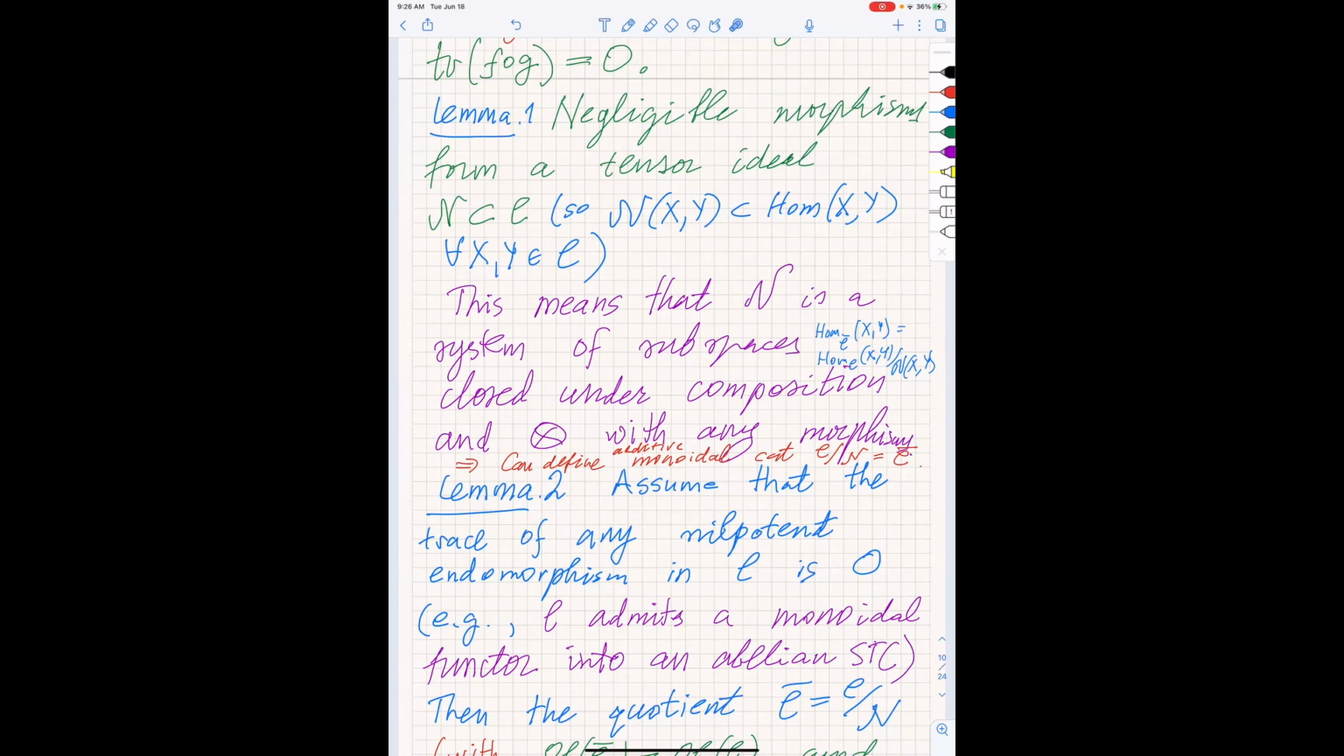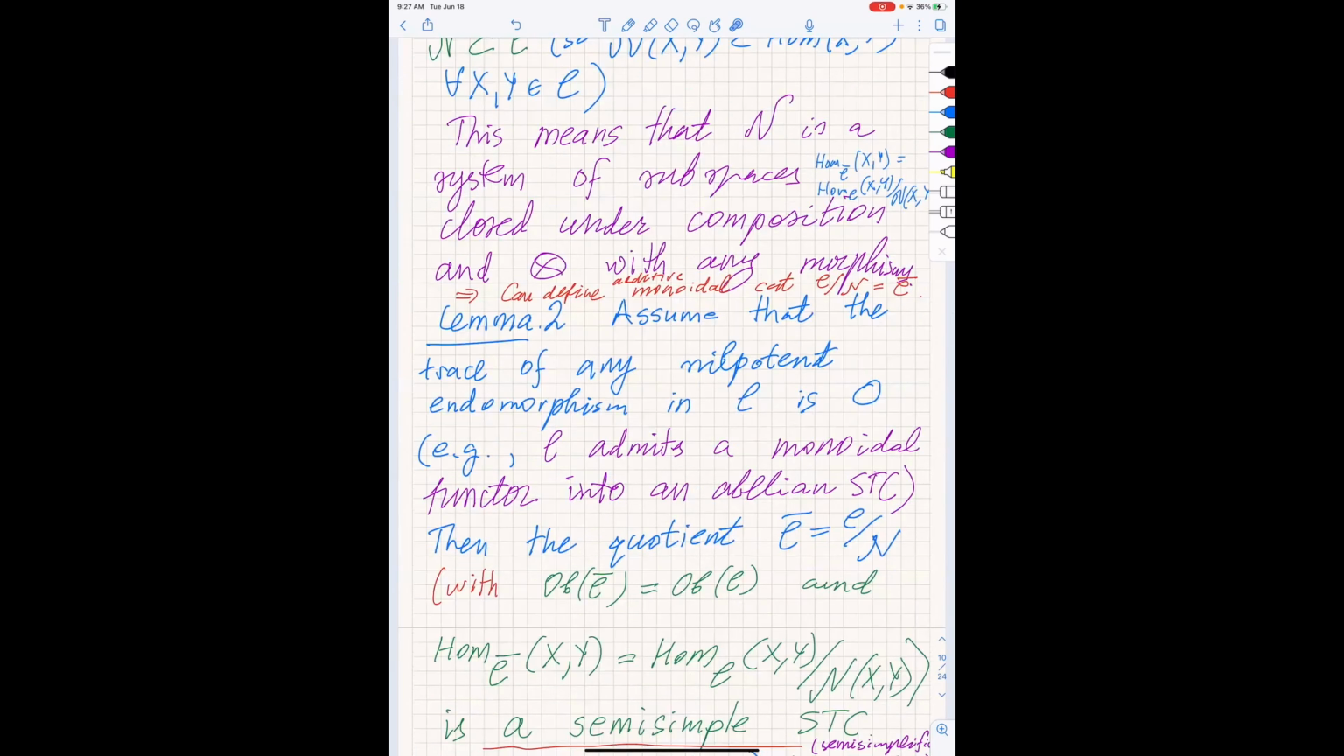For example, if your category admits a monoidal functor, even a non-exact one, just an additive one, into an abelian tensor category, then this will be true. Because in an abelian category, a nilpotent endomorphism admits a filtration by kernels of powers of this endomorphism, and it's strictly upper triangular with respect to this filtration. So it's easy to show that its trace must be 0. In a non-abelian category, the notion of kernel isn't defined, and so in fact the property can fail, but it usually holds in most situations.